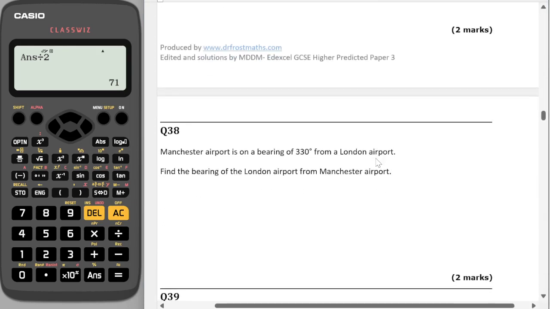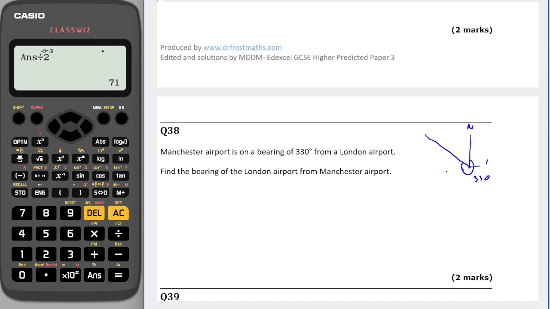Okay, question 38. Manchester Airport is on a bearing of 330 degrees from a London airport. Find the bearing of the London airport from the Manchester airport. So if we imagine we've got a bearing of 330, so that is Manchester Airport from London. So that's where London is, and that's where Manchester is.